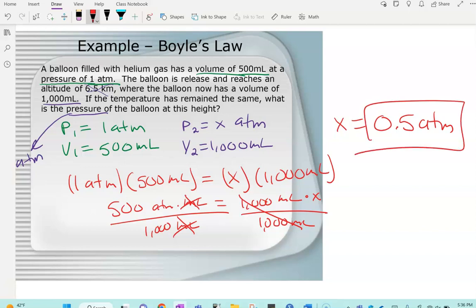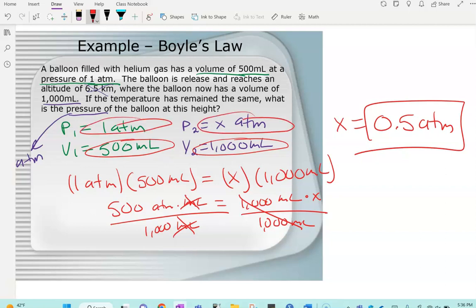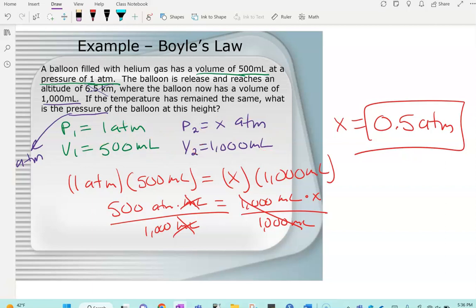ATM. And that actually makes a lot of sense proportionally because our volume doubled. And remember, this is an inverse relationship. So if my volume doubled, it makes sense that my pressure was cut in half and decreased by half, because that's the type of relationship that we have for Boyle's law. It's an inverse relationship, and it's also proportional.